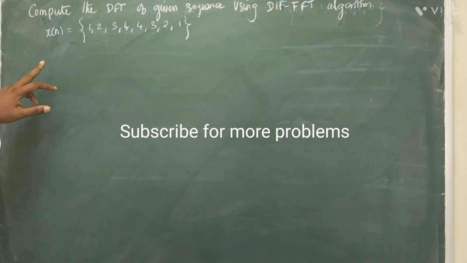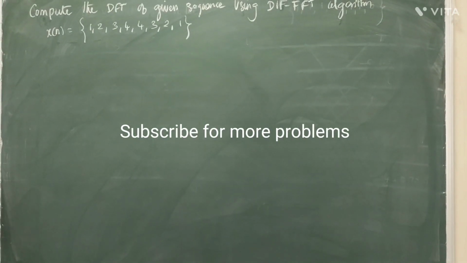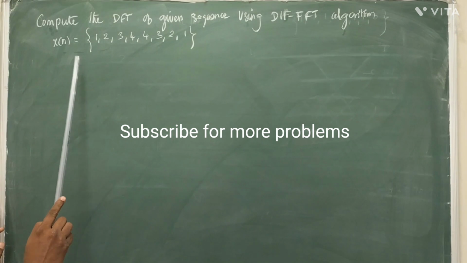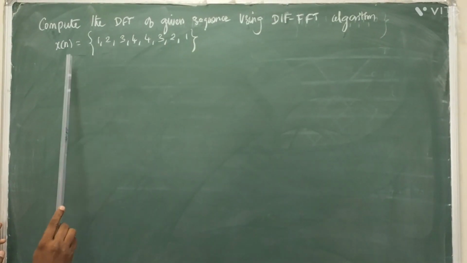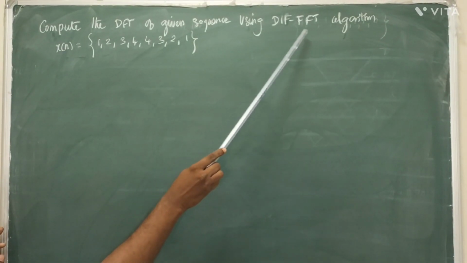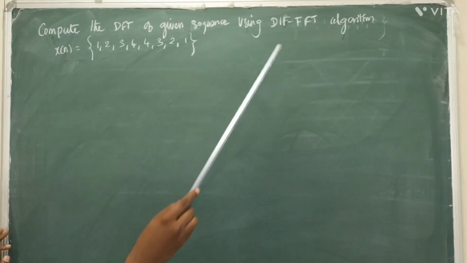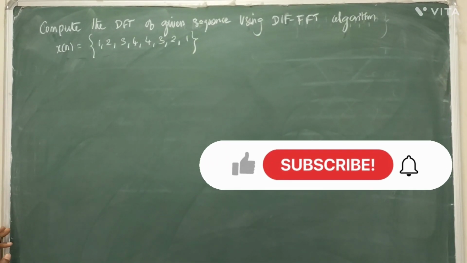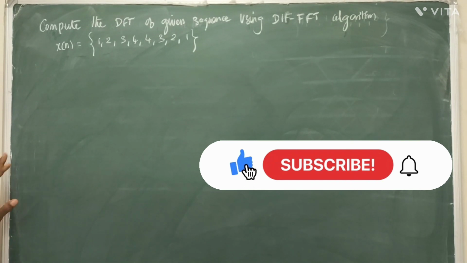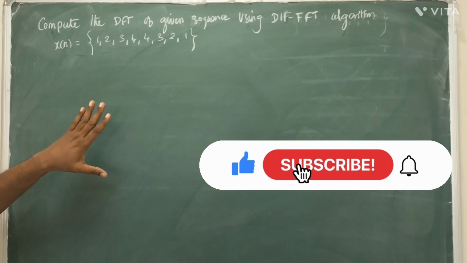Hello everyone. Today we are going to see how to compute the DFT for a given sequence using the DIF-FFT algorithm. DIF is nothing but decimation in frequency fast Fourier transform. So what is the difference between the DIT and DIF FFT algorithms in stage 1, stage 2 and stage 3?